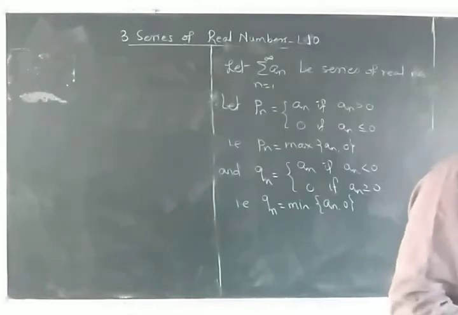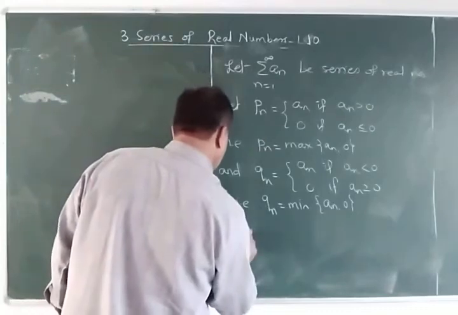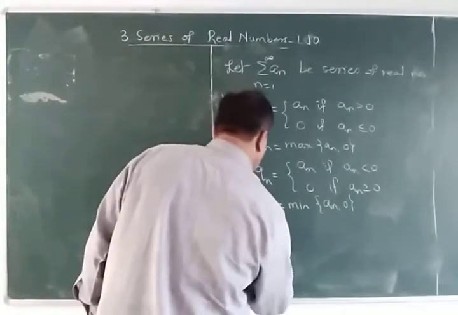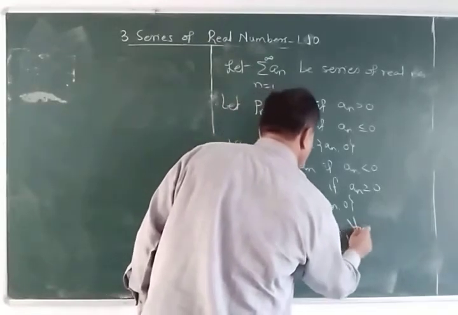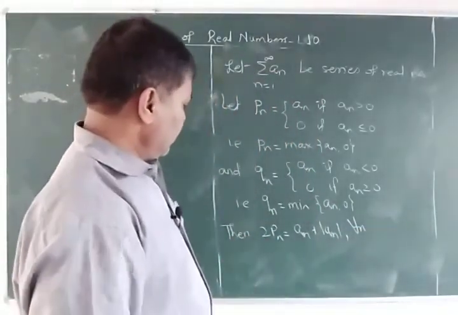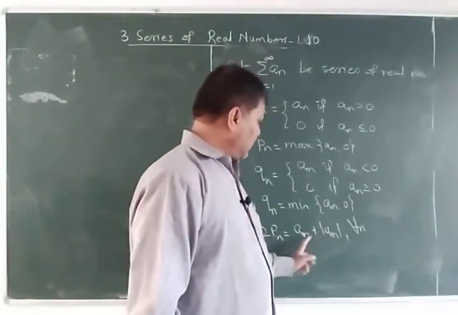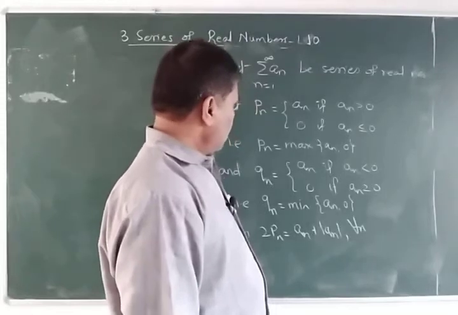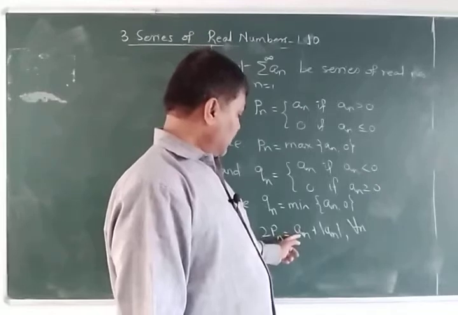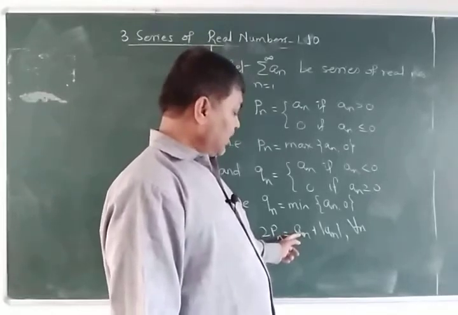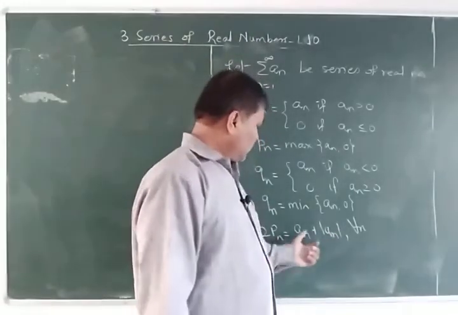Then 2 times P_n is equal to a_n plus mod a_n for every n. For example, if a_n is positive, then mod a_n is the same as a_n, so a_n plus a_n will become 2a_n. And if a_n is negative, then a_n is negative and mod a_n is a positive number, so their addition will become 0, and P_n becomes 0.